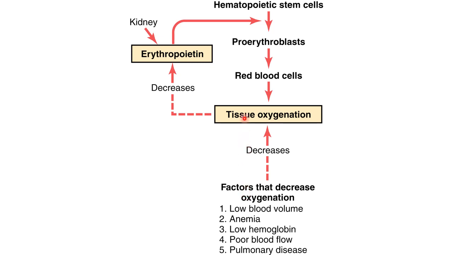If there is decreased tissue oxygenation, the tissue of the kidney senses that there is now little oxygen. And so in response, it releases the hormone erythropoietin that goes into the bone marrow and tells the stem cells to commit to become red blood cells. And so the hematopoietic stem cells become red blood cells, and that increases the tissue oxygenation. And so this is your negative feedback mechanism for oxygenation.